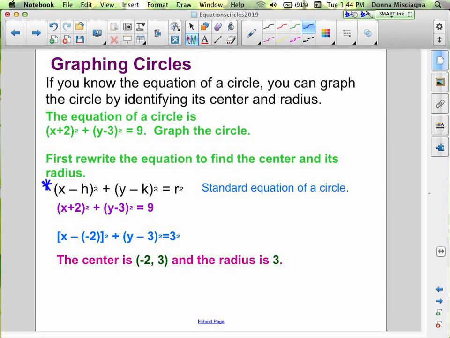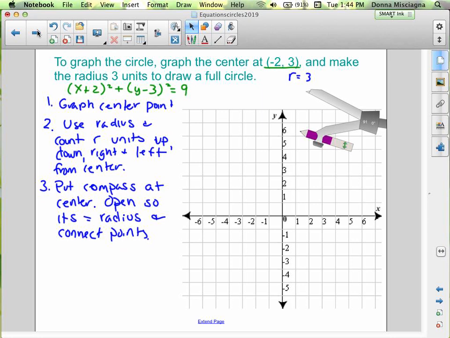So here we have x plus 2. That means that's really x minus a negative 2 squared plus y minus 3 squared. And then the 9 here is really the radius squared. So 9 is the same as 3 squared. So that means the center of the circle is negative 2, 3, and the radius is 3. I'm going to graph that on the next page.